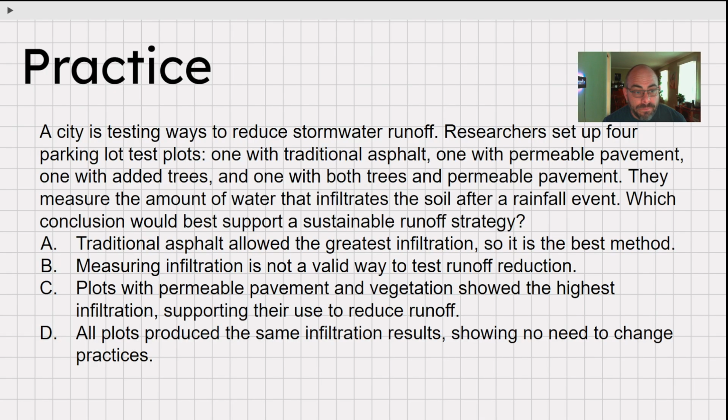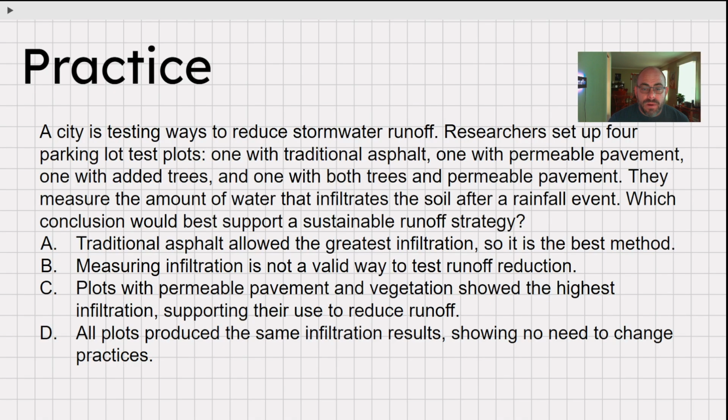Let's look at a practice problem. A city is testing ways to reduce stormwater runoff. Researchers set up 4 parking lot test plots. Doing some science in this city. One is traditional asphalt, one with permeable pavement, one with added trees, and one with both trees and permeable pavement. They measure the amount of water that infiltrates the soil after each rainfall event. Which conclusion would best support a sustainable runoff strategy?